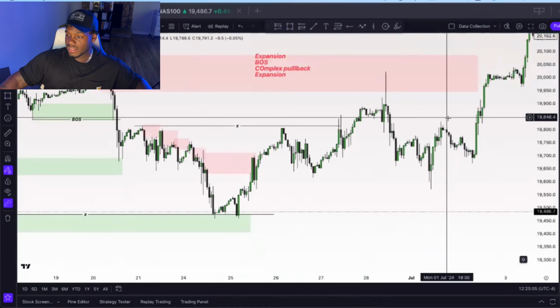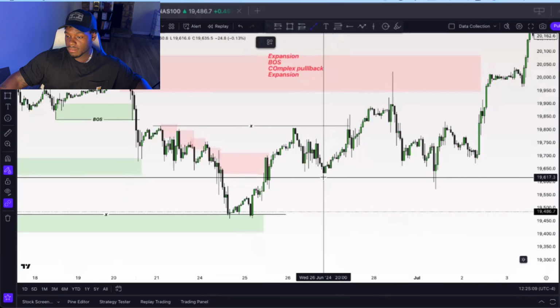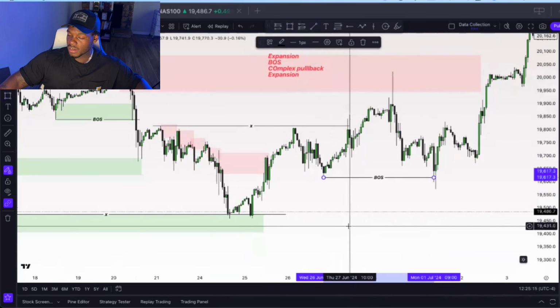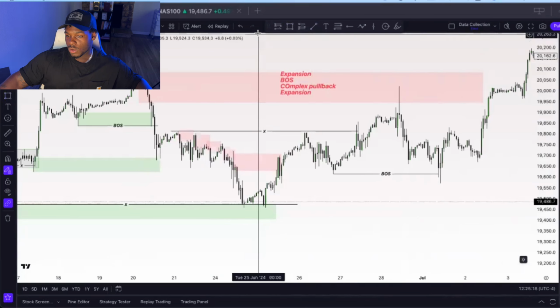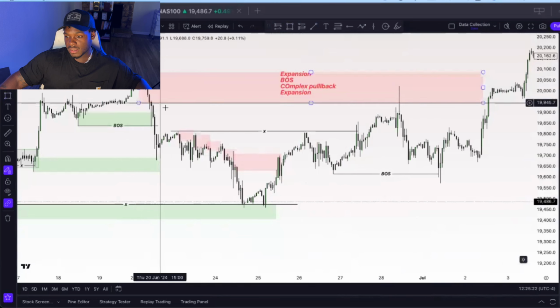So we tapped back into the supply level. This supply level gave us a beautiful reaction. It ended up breaking what? Internal structure. But this is all part of our complex pullback. Again, we're still here. We never got the expansion now because the expansion would have took this high.